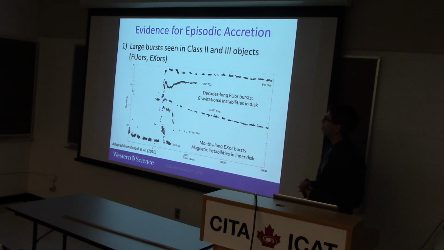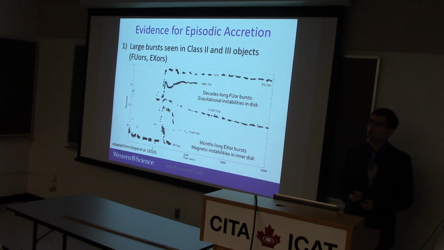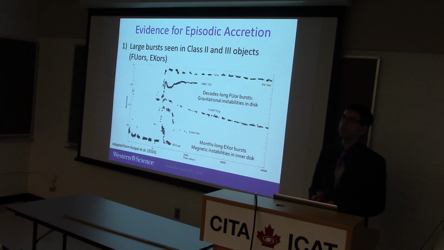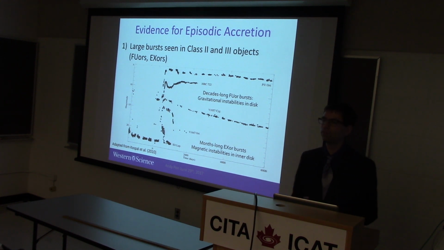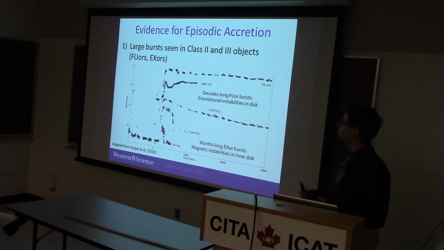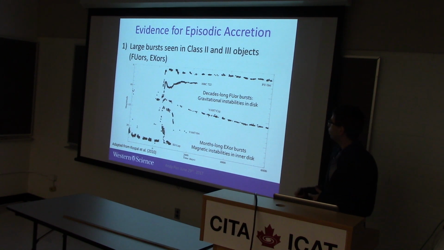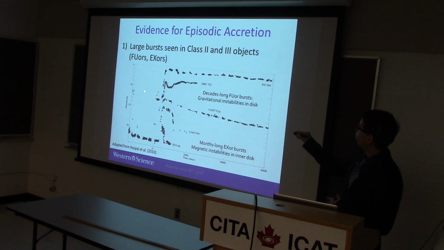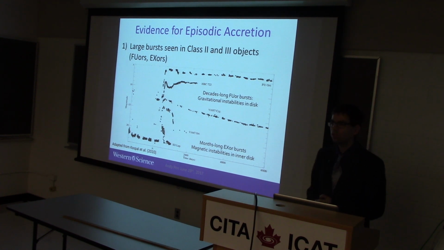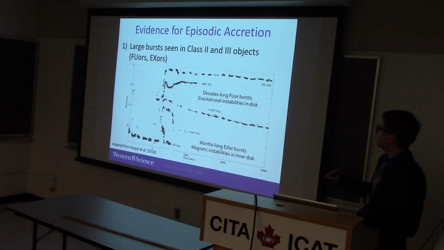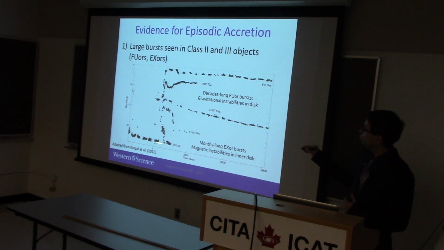So for instance, in the older objects, the class 2 and class 3 objects, we see significant variations in the optical magnitudes of some of these stars. We have a few different classes. For instance, you have FU Ori and EX Ors. So the FU Ori is characterized by definitely a few magnitude jumps, but they tend to stay high in the burst mode for decades. So you're looking at gravitational instabilities in disks, whereas things like EX Lupi, which was an EX Or type, has about a few month long burst.